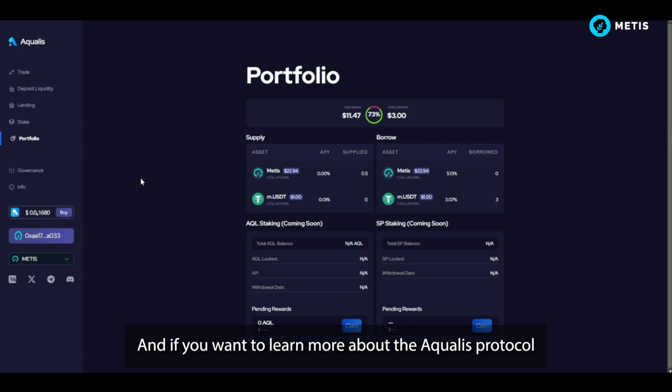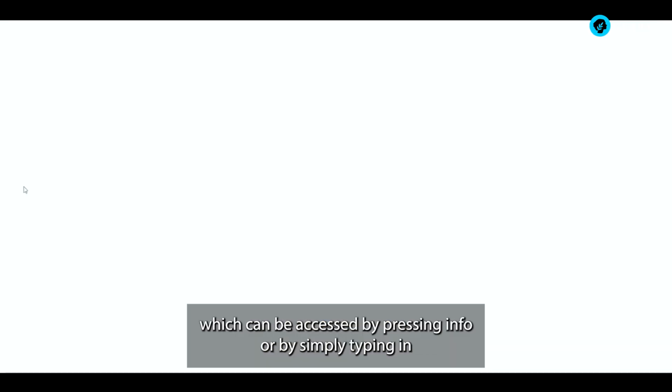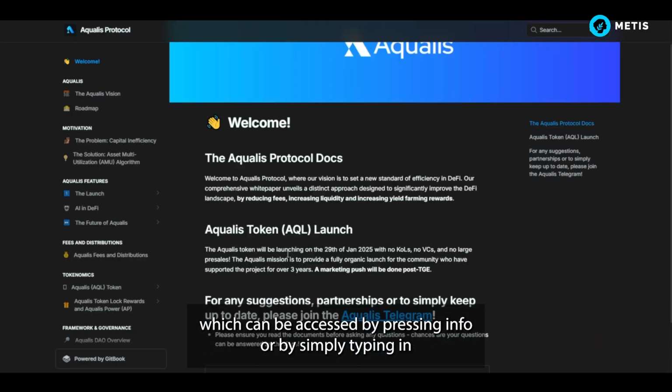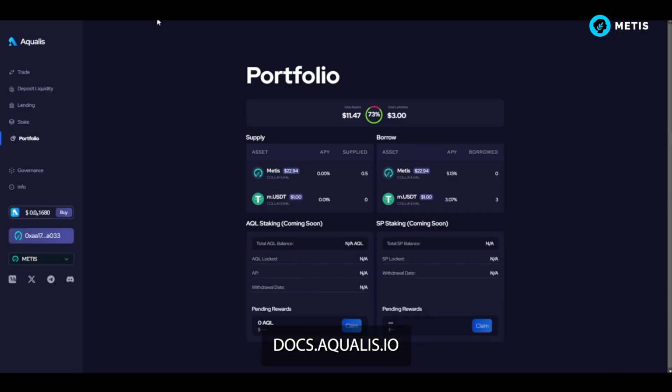All right, and if you want to learn more about the Aqualis protocol, please feel free to check out our documents, which can be accessed by pressing info or by simply typing in docs.aqualis.io.